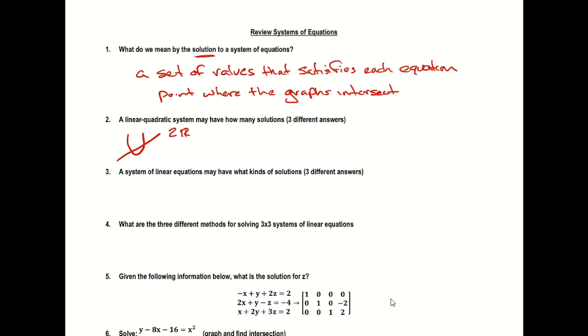So two real solutions. They can touch for one real solution. Or they cannot intersect at all for no real solutions.